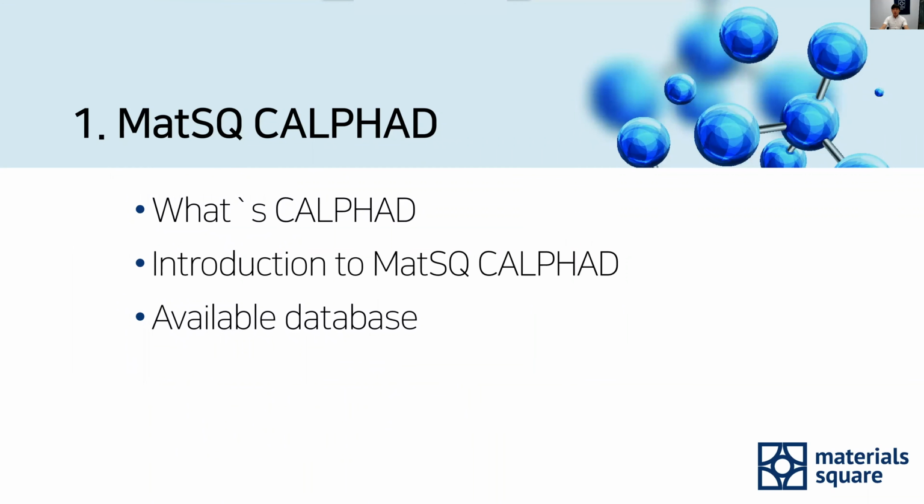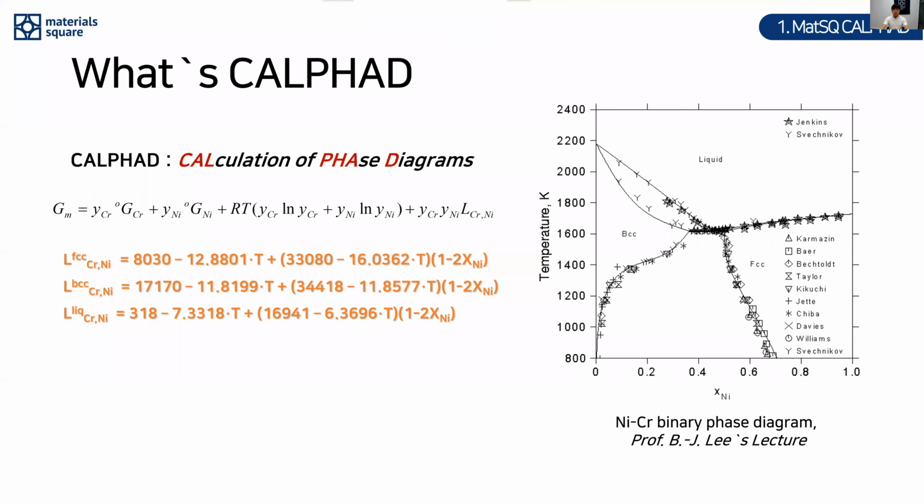Let's look at the first topic, MatSQ Calphad. Calphad was originally the calculation of phase diagrams, but was later expanded to refer to the computer coupling of phase diagram and thermochemistry. A phase diagram is basically described by Gibbs free energy. Here is the Gibbs free energy formula for a binary system. In this formula, particularly the L parameter, which is the mixing energy, is important.